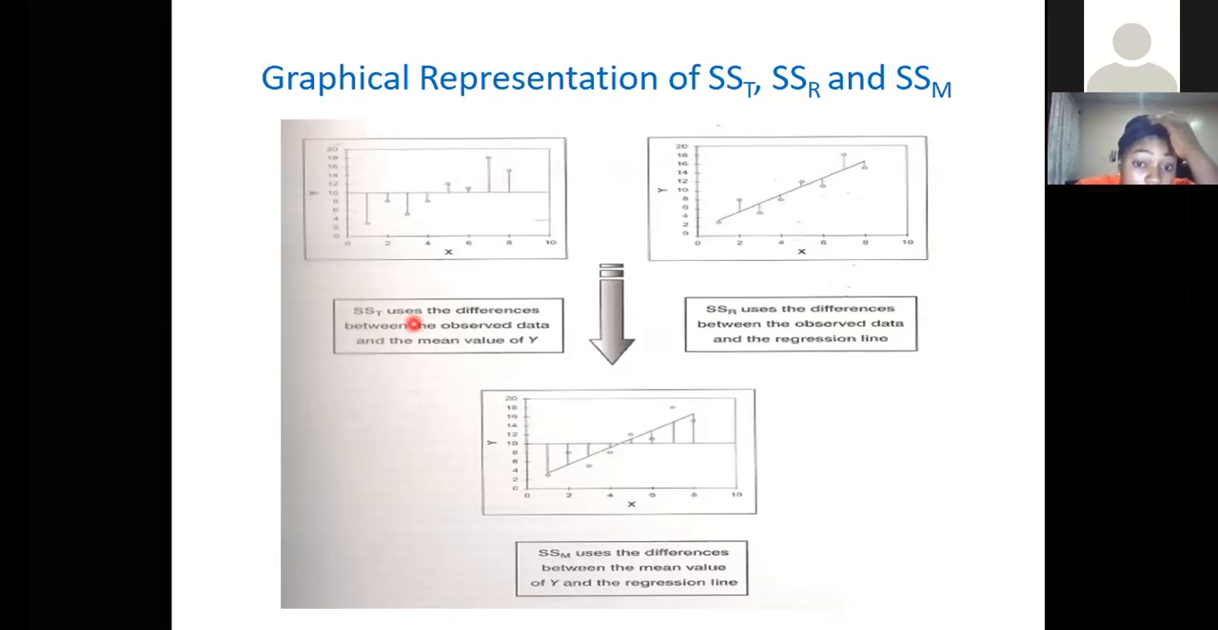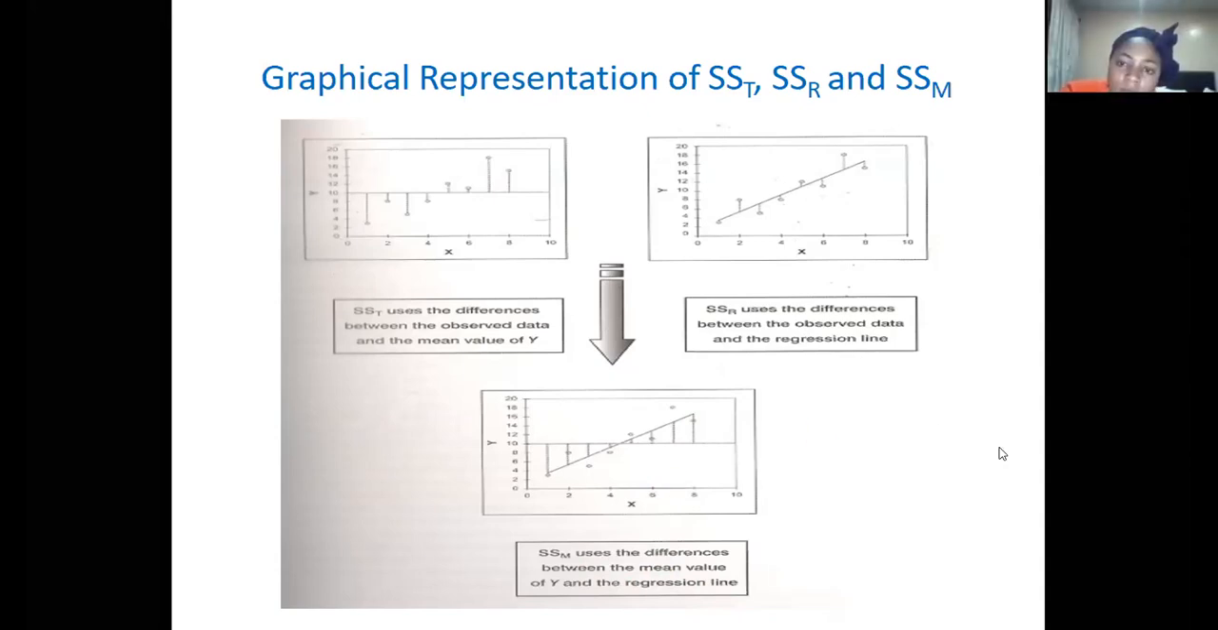So look at this: the sum of squares total, SST, uses the difference between the observed data and the mean value of y, while SSR, sum of square residual, uses the difference between the observed data and the regression line. And SSM, sum of square model, uses the difference between the mean value of y and the regression line. So I think it's clear. Is there any question concerning this one? Any question? It's clear, okay.